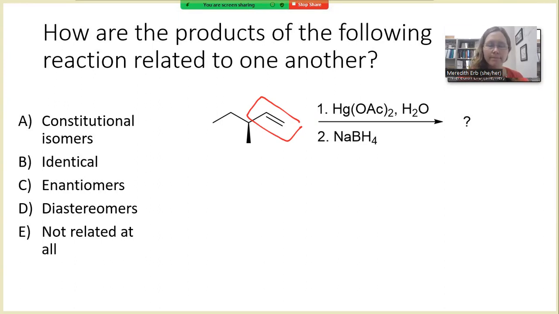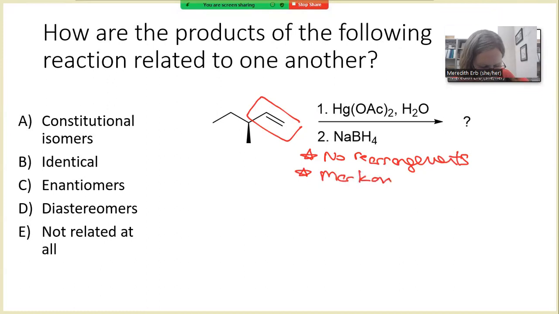This is an oxymercuration-demercuration reaction. Okay, so in those reactions, it's important to remember that there are no rearrangements. It's one of the key things that distinguishes this reaction from acid catalyzed hydration. Another thing to keep in mind is we have Markovnikov regiochemistry. That's important because it means we're going to add to the more substituted carbon of our alkene.